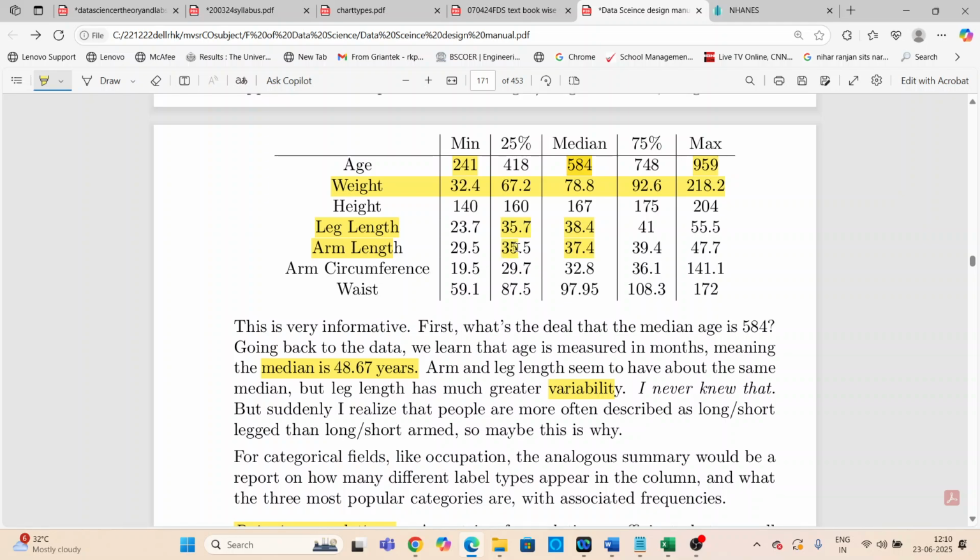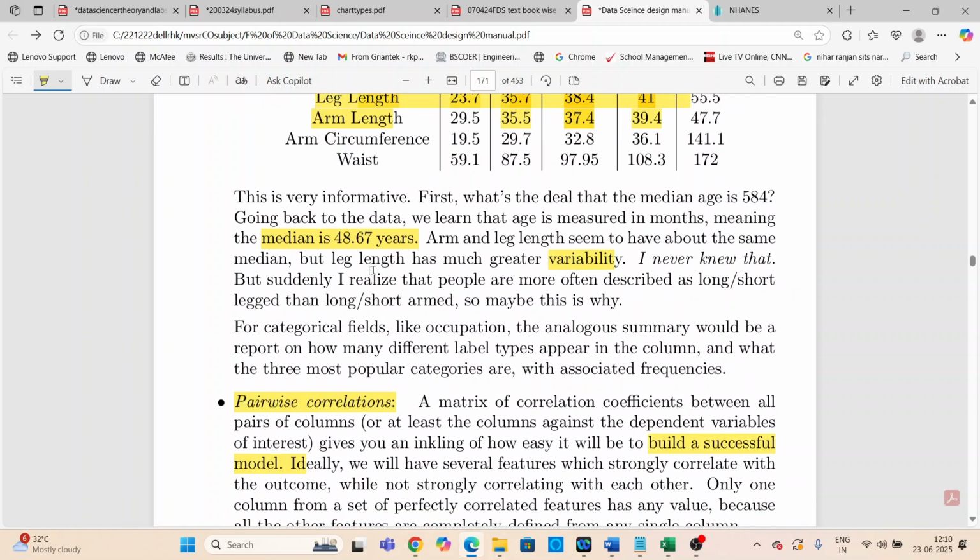Similarly, I can check that the arm length and the leg length are nearly similar. Say for example, here also 35.7 is there, 35.5 is there, 38.4 is there, 37.4 is there, 41 is there, 39. So much difference is not there between leg length and the arm length, but there is a variability in the leg length. Say for example, we have 23.7, we have 35.7, we have 41, we have 55. Variation is more there in the leg length than in the arm length. That's why people say long legged or short legged. They will not say long arm or short arm.